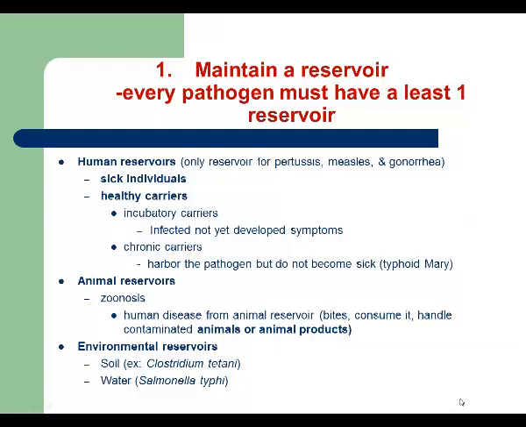First virulent factor. Pathogens have to be able to maintain a reservoir, means place where they go before and after they cause infection. The most common reservoirs for human pathogens are the other humans, animals, and the environment. So let's talk about first reservoir, human reservoirs. This group can be divided into two subgroups, sick individuals and healthy carriers.